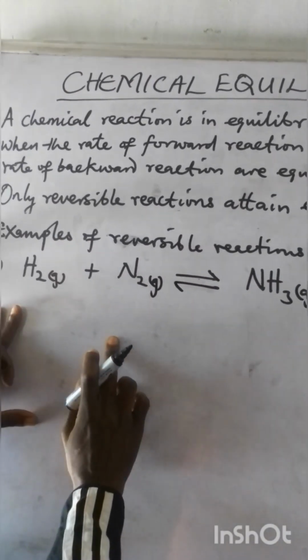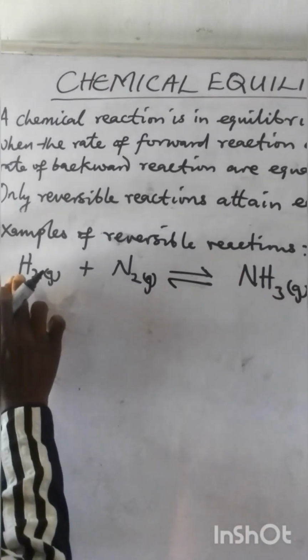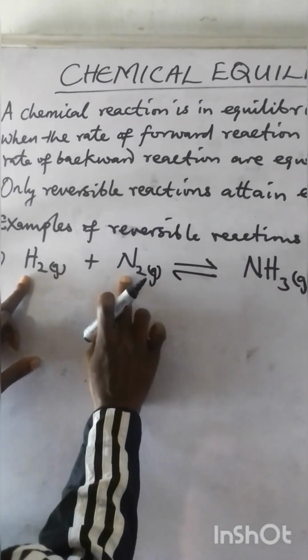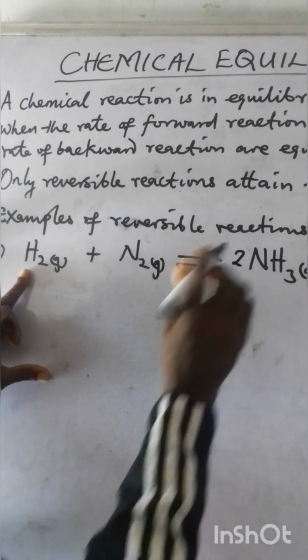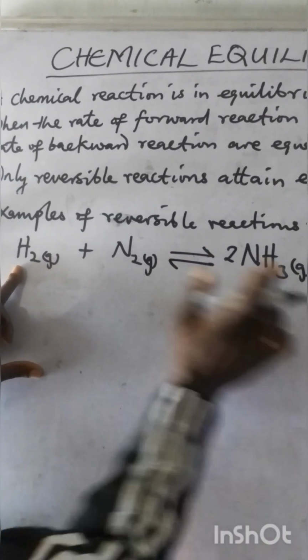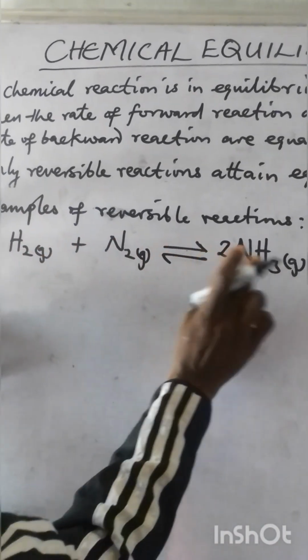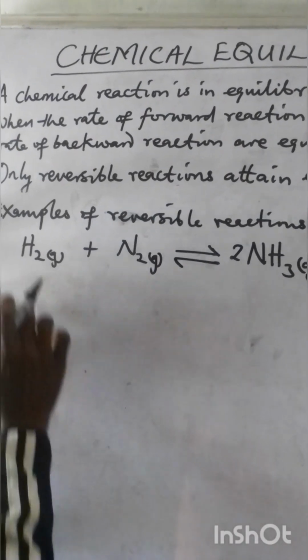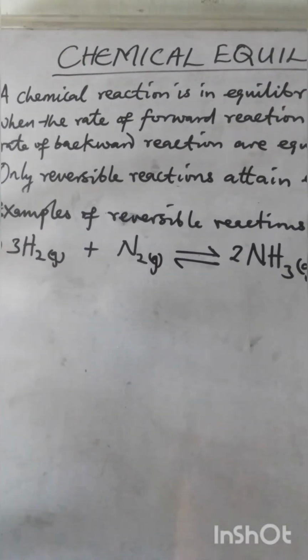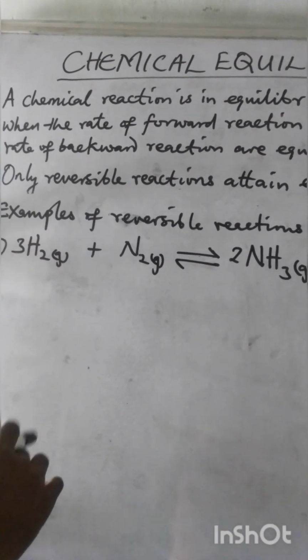To balance the equation, hydrogen is 2 here and 3 here, ammonia is 2 and 1 here. You make it 2. 2 times 3 is 6. Hydrogen is 6, hydrogen is 6. So to balance hydrogen, you write 3 at the back. So this reaction is reversible.